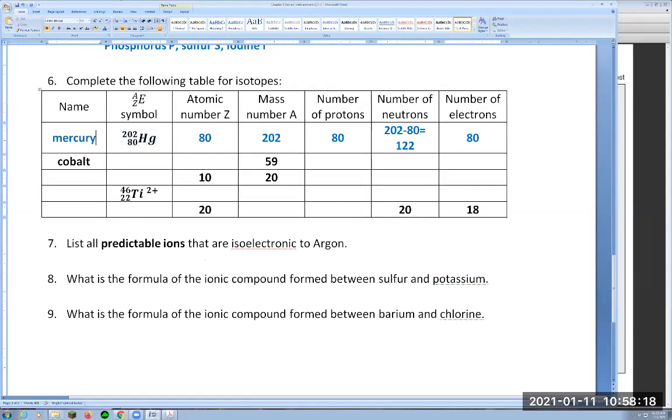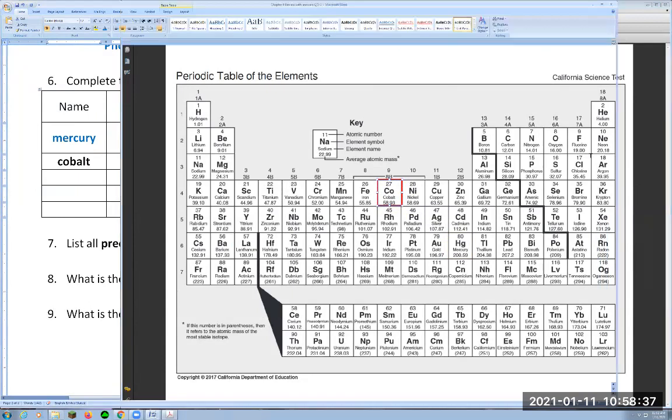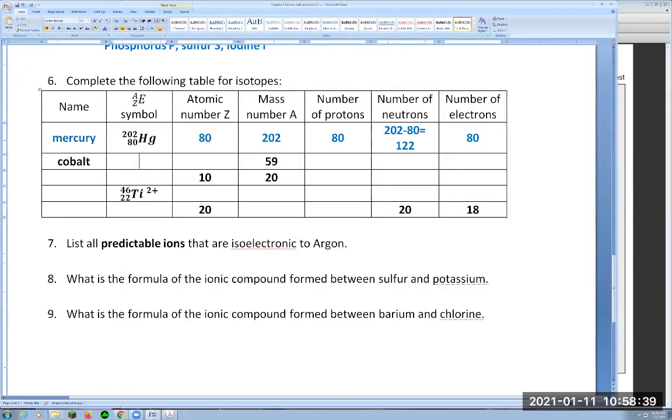We've done the first one, so let's do cobalt now. We have the name, so let's find cobalt in the periodic table. Cobalt is here. It's a transition metal in group 8B. The symbol is capital C, lowercase o. So let's have this symbol.